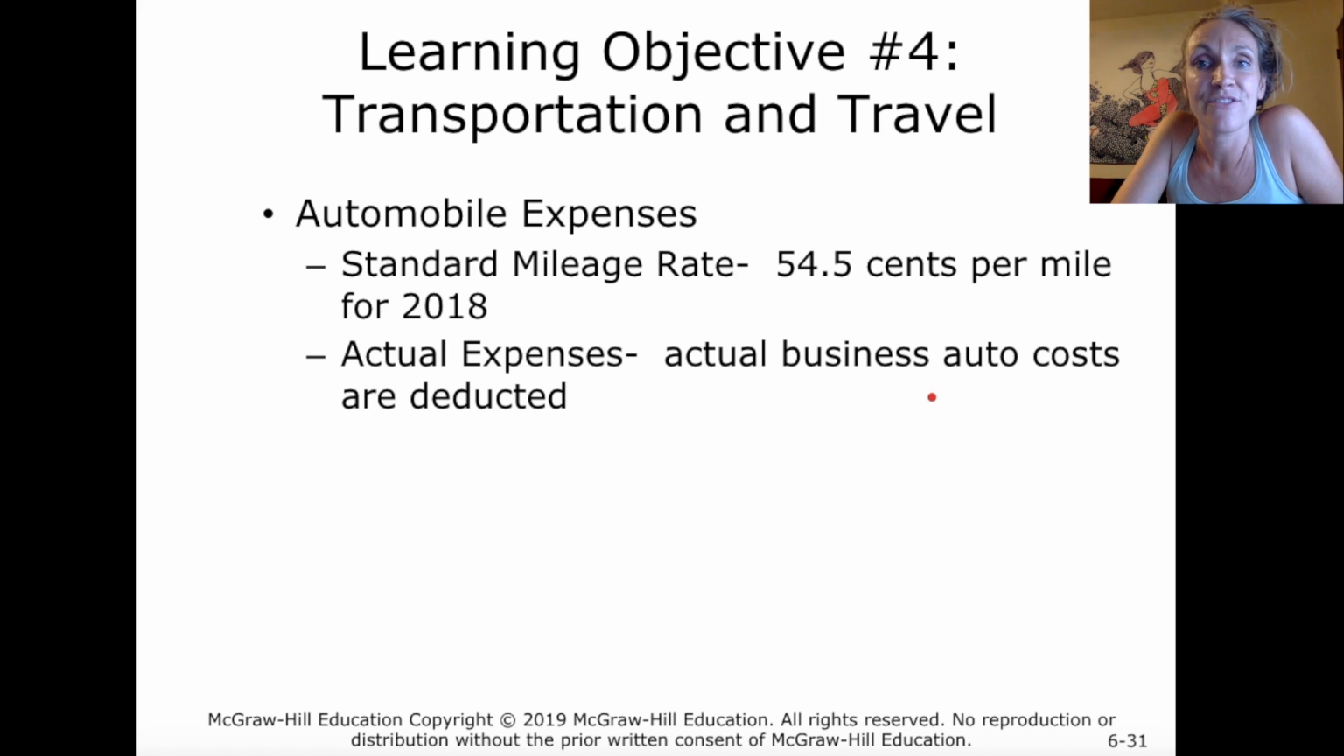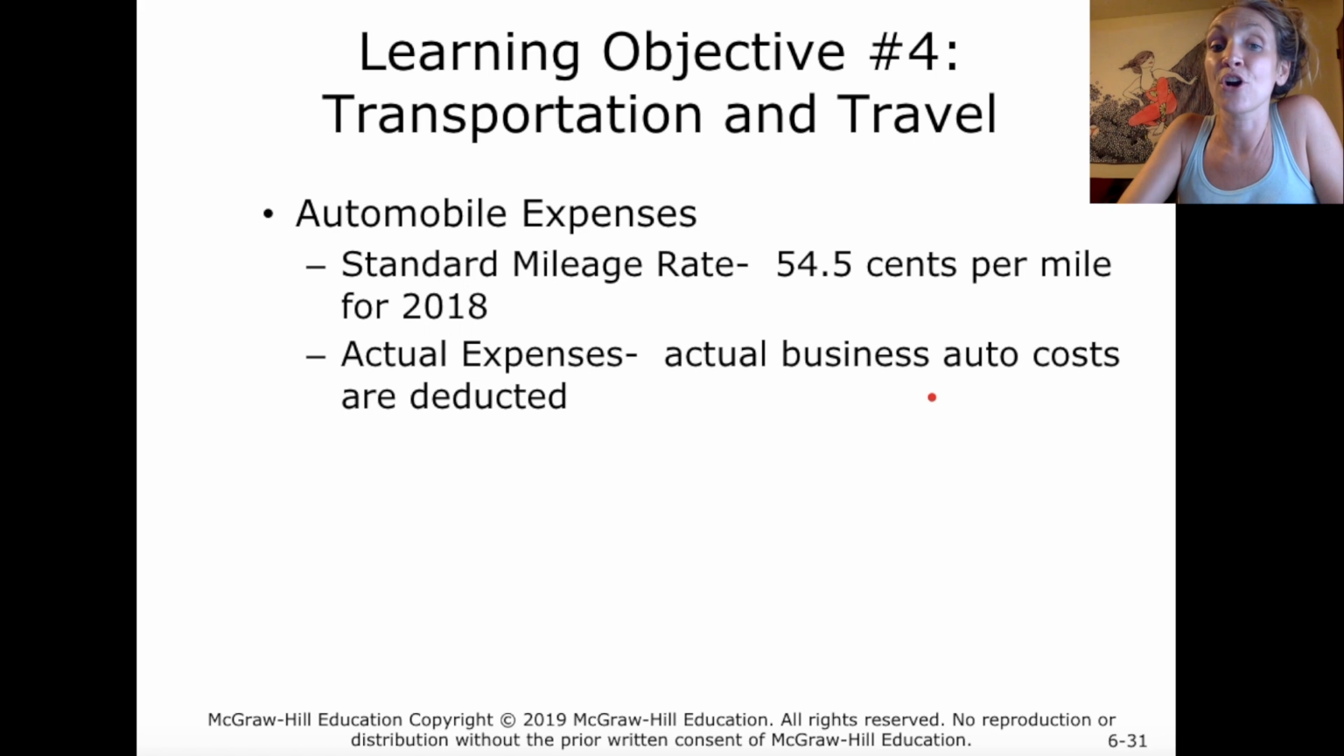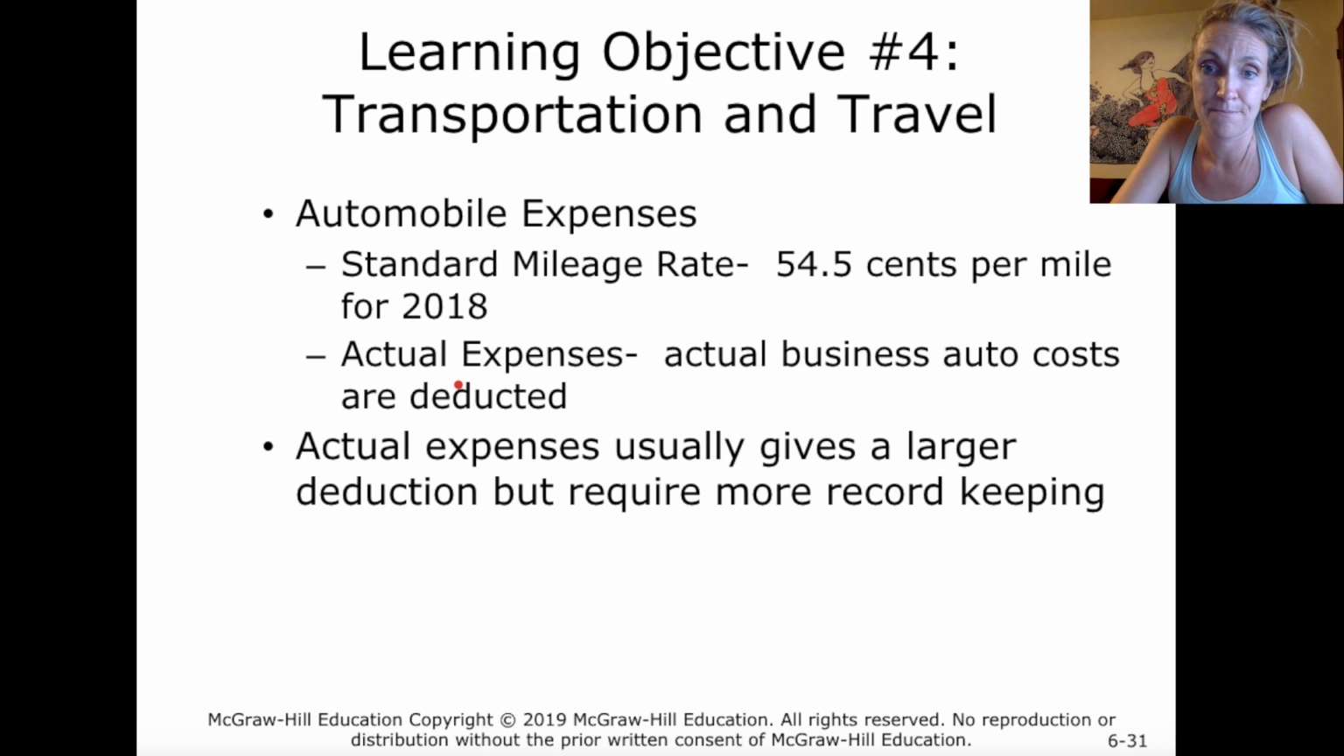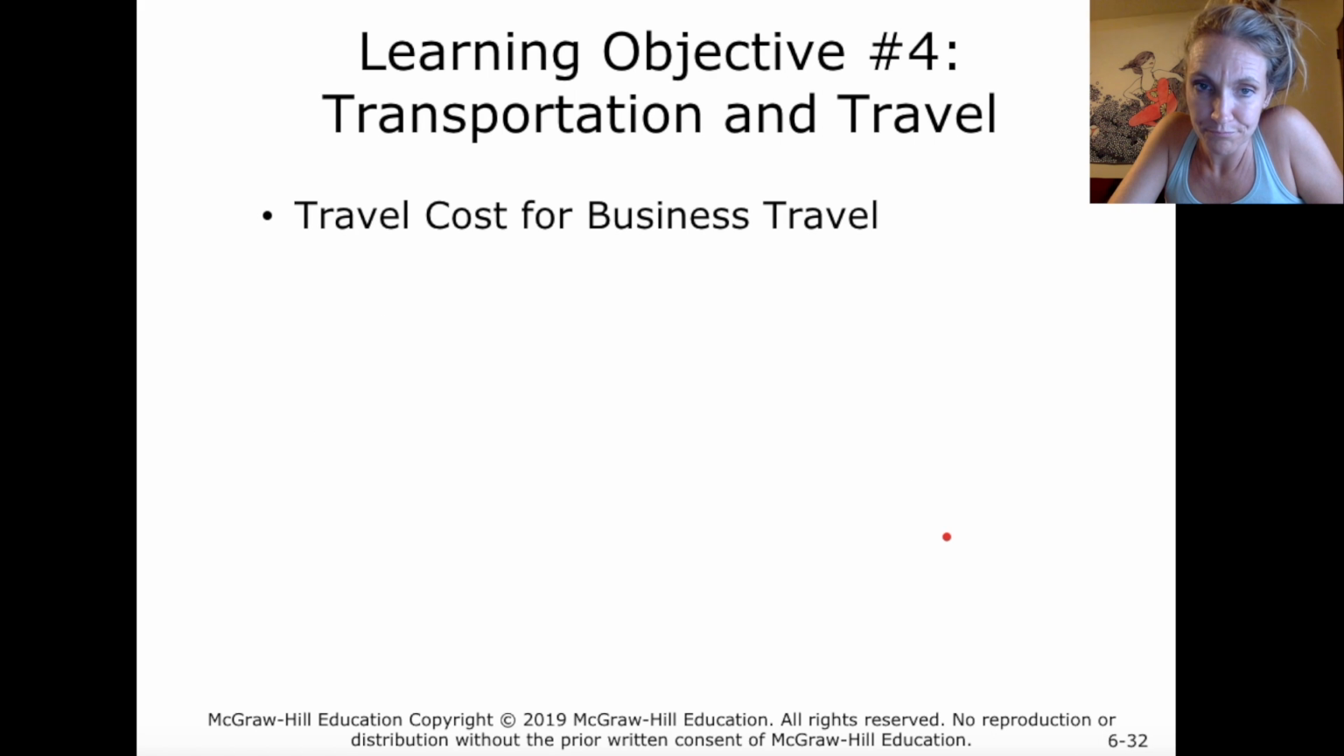And then you take the portion of business. So your business miles divided by your total miles is a percentage, and you get to take that percentage of your actual expenses. Now, actual expenses can give a larger deduction, but require immensely more record keeping.